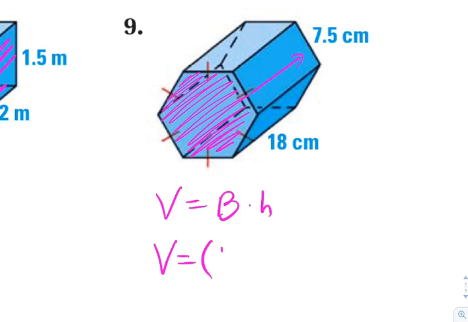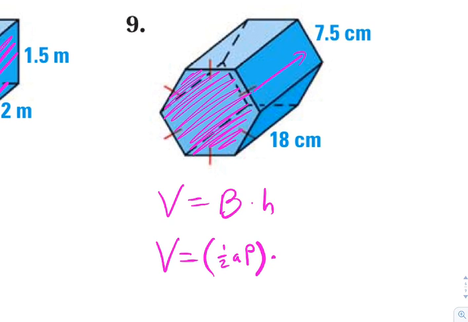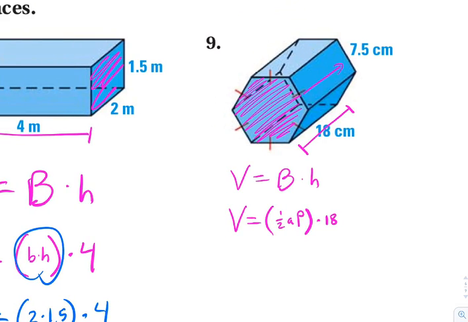I'm going to go, this is 1/2 AP. Now you could cut this into equilateral triangles or something, but I'm going to treat it as a regular polygon. So 1/2 apothem times perimeter is how you find the area of a regular polygon. And then I'm going to multiply it by the height, which is the distance between the bases. So that's 18.